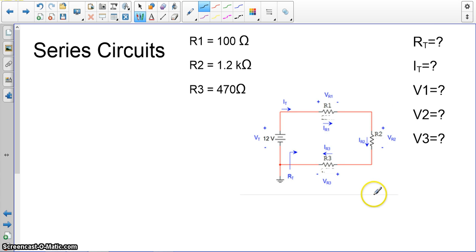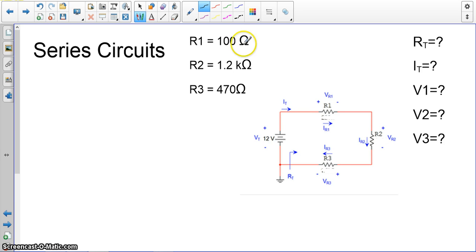Okay? So the total resistance. If this was 1 resistor, what would these 3 resistors be equivalent to? That's the total resistance. In a series circuit, that's easy. It's just, hey, add them up. Add up the 3 resistors.